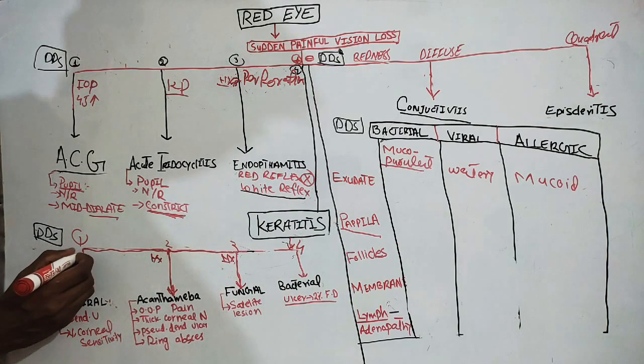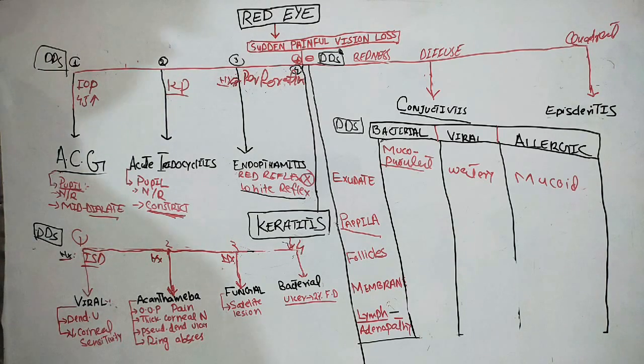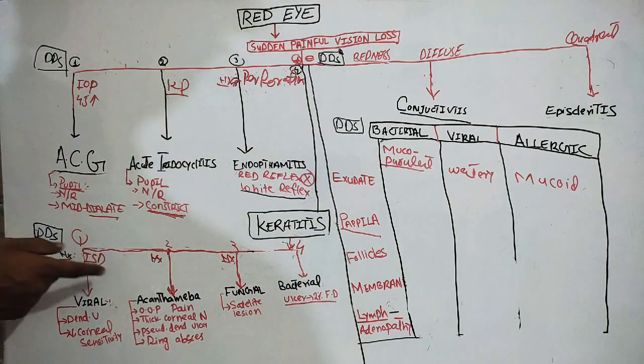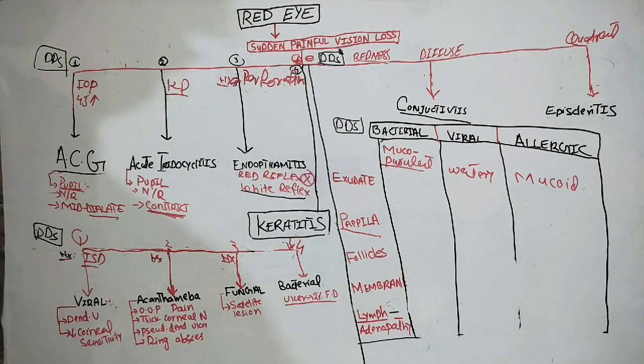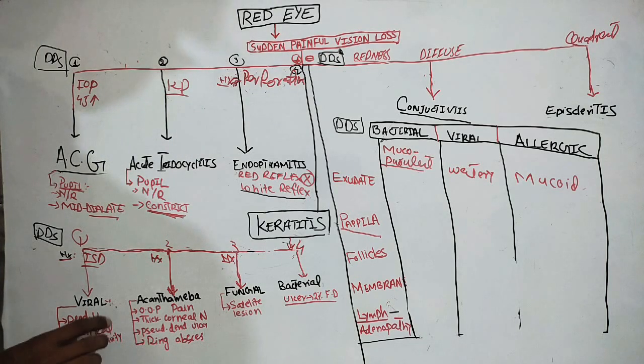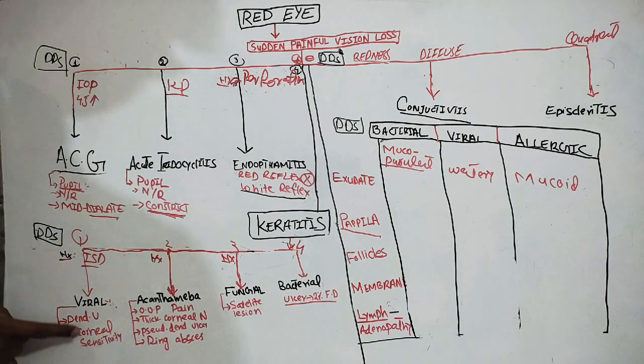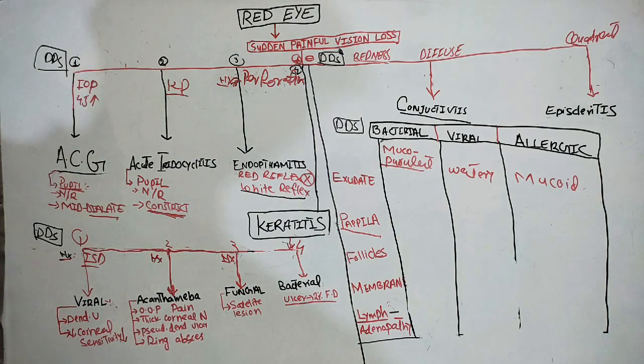For viral, look for the history of immunosuppressant drugs, since viral infection easily occurs with immunosuppressive drugs or other immunosuppressive conditions. Then in the viral, when you do the Rose Bengal or the fluorescein dye staining, you have the dendritic ulcer, and the virus will decrease the sensitivity of the cornea by destroying the sensory nerves. So we have decreased corneal sensitivity. Corneal sensitivity will be decreased, so the corneal reflex test will be diminished.